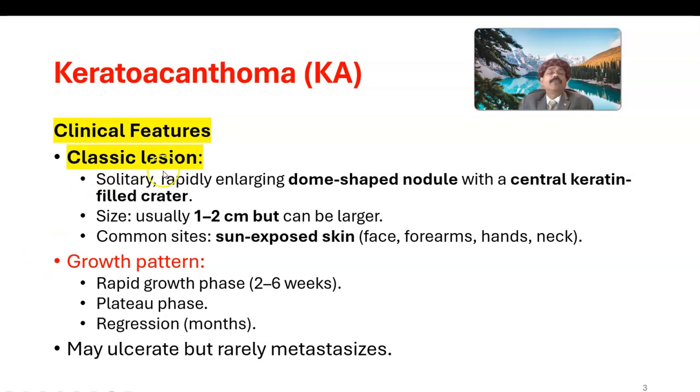Clinical feature: classic lesion, solitary, rapidly enlarging, dome-shaped nodule with central keratin-filled crater. Size usually 1 to 2 centimeters but can be larger. Common sites: sun-exposed skin, face, forearm, hands, and neck. Growth pattern: rapid growth phase of 2 to 6 weeks, plateau phase, regression in months. May ulcerate but rarely metastasizes.